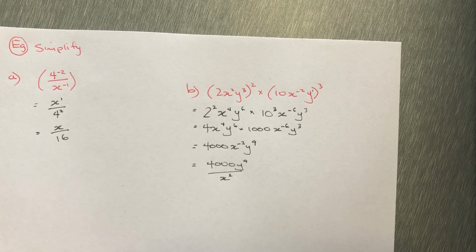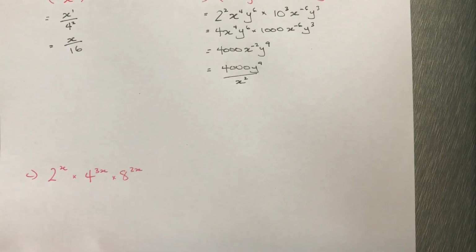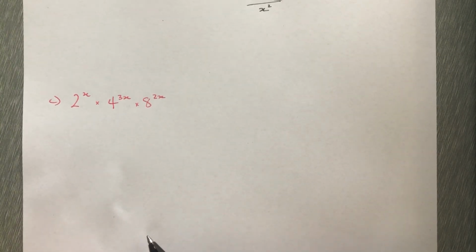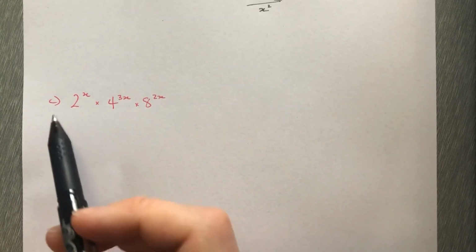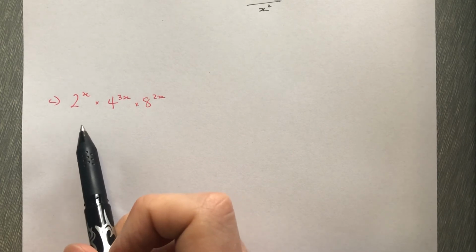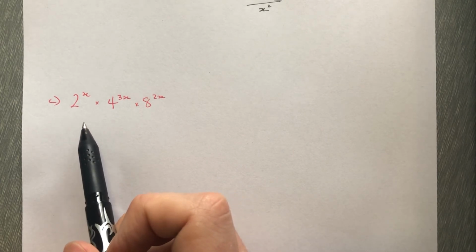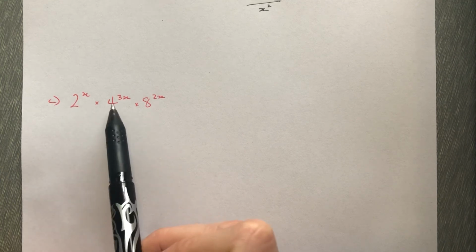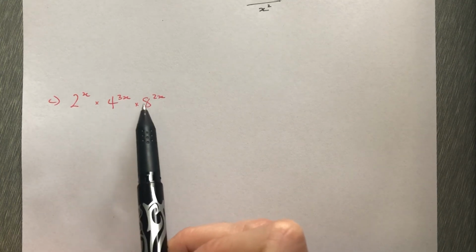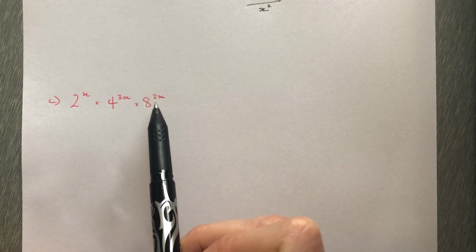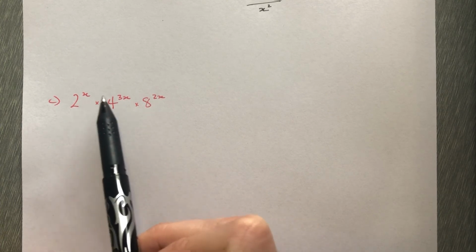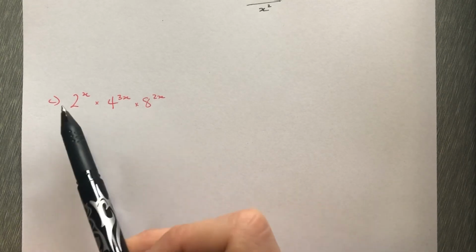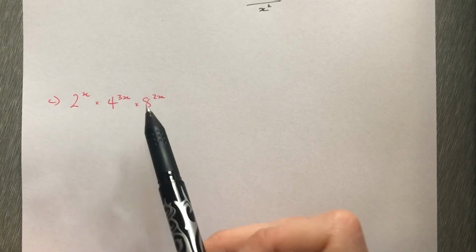Now this is going to be the last one for this exercise. I think this is probably the hardest bit, but hopefully we can get the hang of it pretty quickly. Now I'm looking at this base 2, this base 4, and this base 8. They're not the same, are they? So we can't just do our x plus 3x plus 2x. We could if it was 2, 2, 2, or 4, 4, 4, or 8, 8, 8, but it's not.